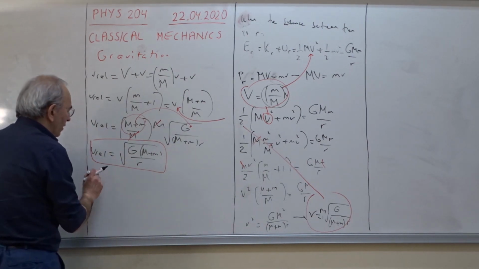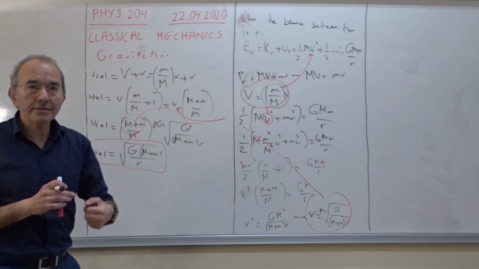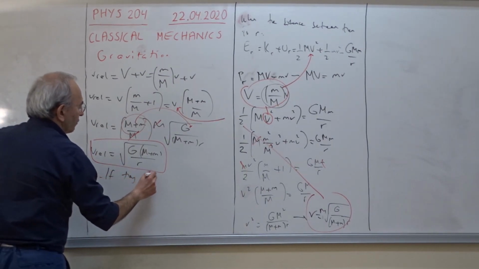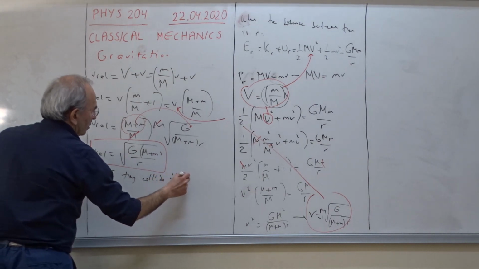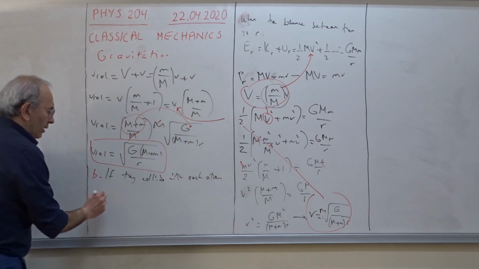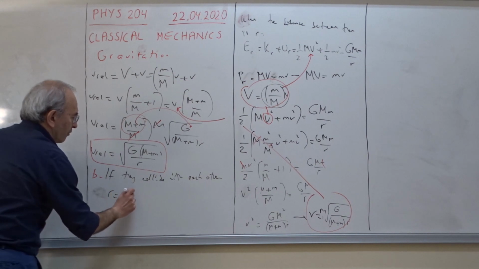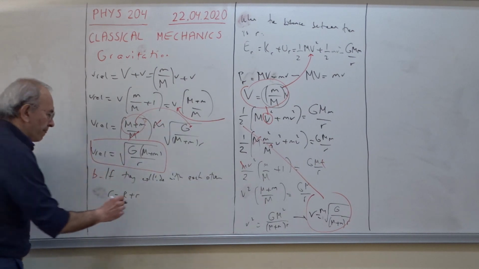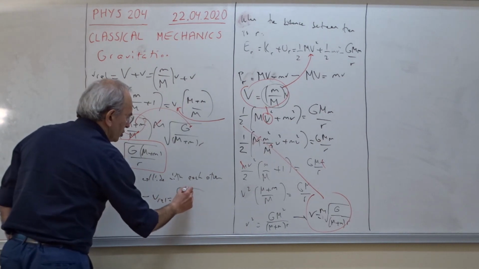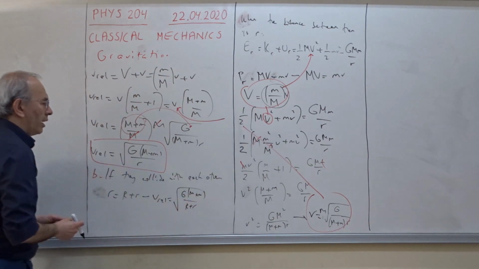Part B, now assume that they hit each other after continuing on this same axis after a while. Then if they collide with each other, R will be simply the sum of their radii, for instance. Therefore, V relative will be root of G times M plus m over R plus r.